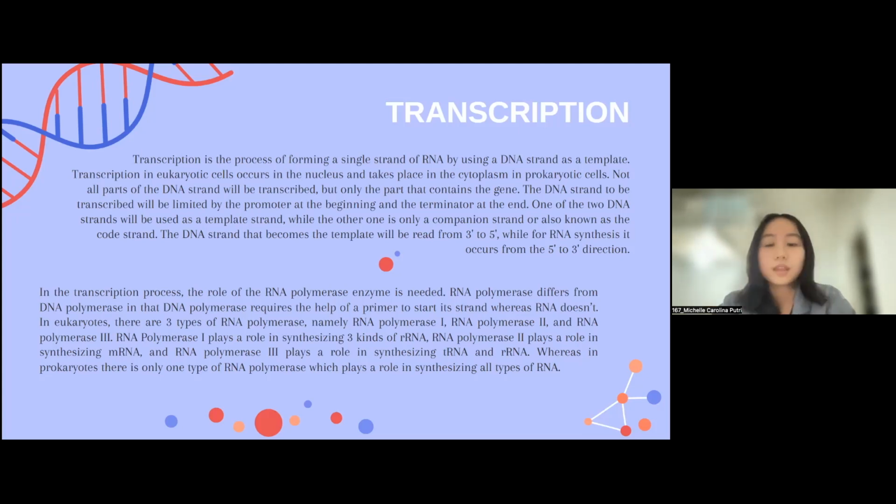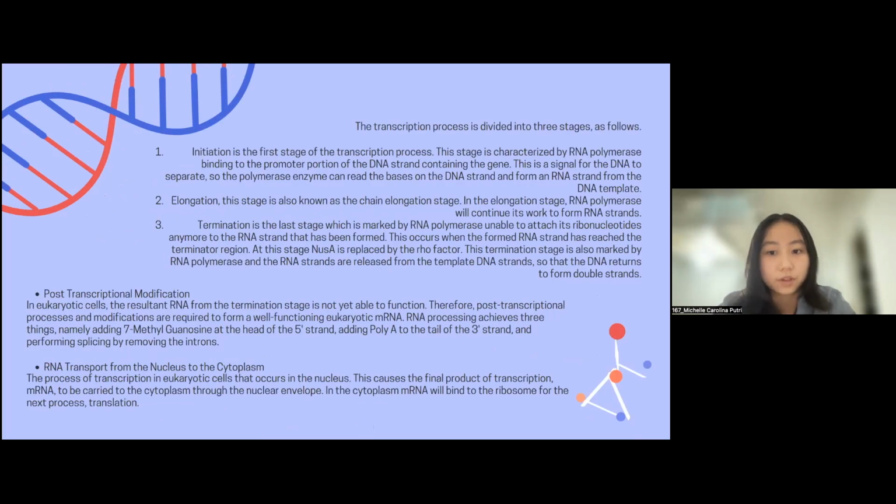Next. The transcription process is divided into 3 stages as follows: initiation, elongation, and termination. For further details, you can find them in the slides. After the transcription process, there will be post-transcriptional modification. In eukaryote cells, the resultant RNA from the termination stage is not yet able to function.